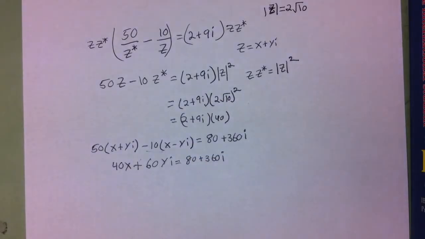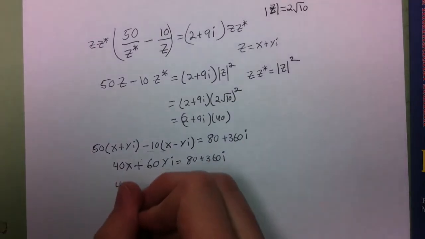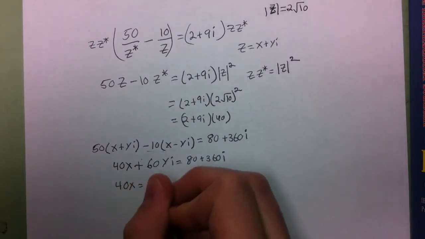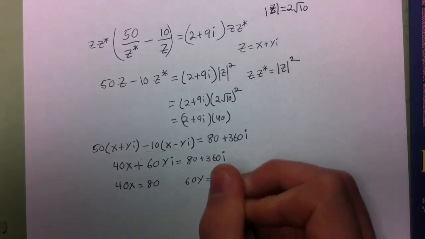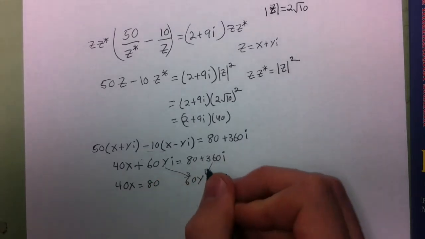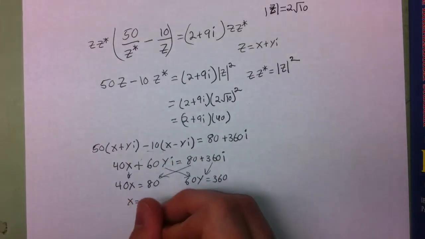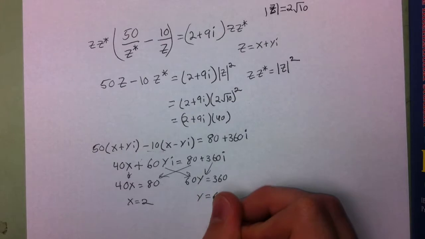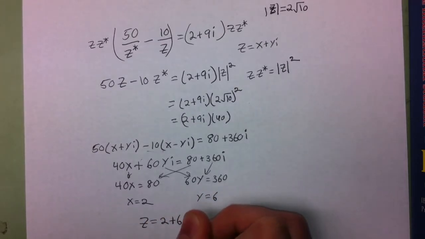And then what we're going to do is set the real and imaginary parts equal to each other. So 40x equals 80, and 60y equals 360. So we're taking imaginary parts here, the real parts over here. x equals 2, y equals 6, so we know that z is equal to 2 plus 6i.